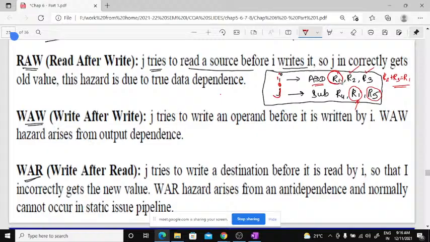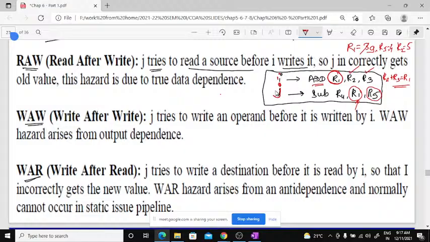What does I writes it mean? It should update R1, because R1 may previously have some value, suppose 3. R2 and R3: R2 is 5 and R3 is 4. After the addition, R1 is 9, so it should be replaced by 9.